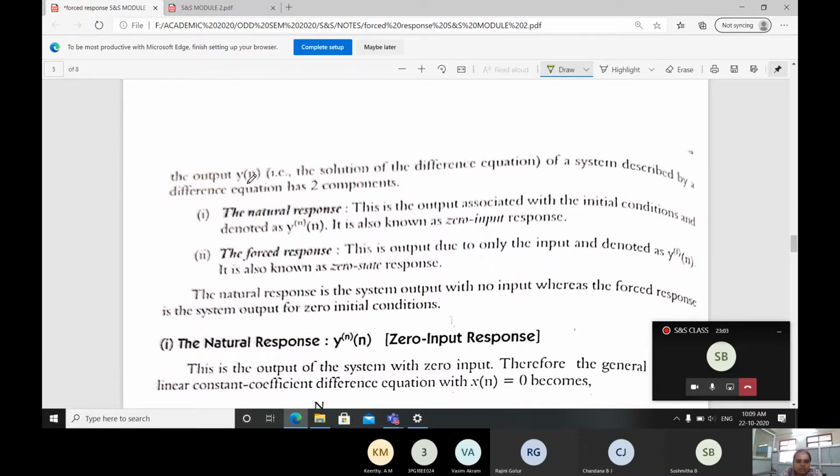The expression for the output, that is y of n, of the system is described by two components. Here also, the natural response and the forced response. The natural response is the output associated with the initial conditions and denoted as y_n of n. It is also known as zero input response. Remember this, zero input response. Then the forced response is the output due to only the input and denoted as y_f of n, and this is also called the zero state response.